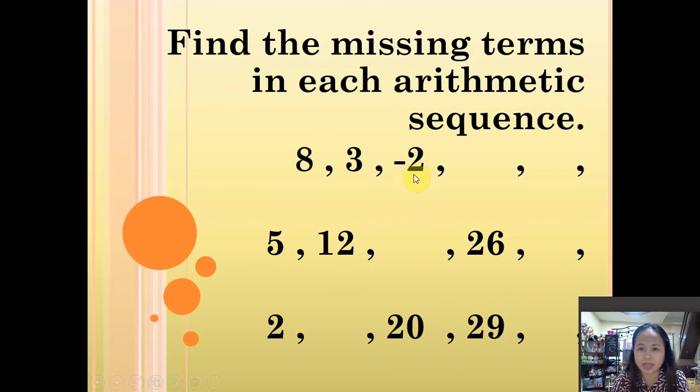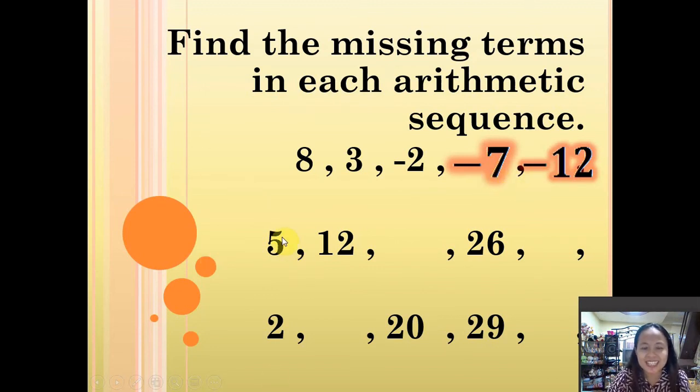So what are we going to do with our common difference to get the missing terms? Again, we will add the common difference to the term to get the next term. Our common difference is negative 5. So negative 2 plus negative 5 is negative 7. Very good. Now, negative 7 plus negative 5 is negative 12. So therefore, the missing terms are negative 7 and negative 12.